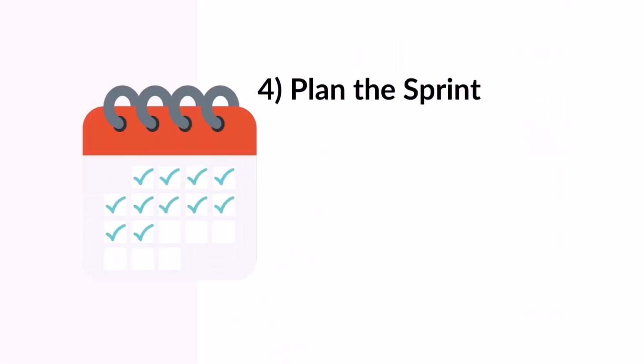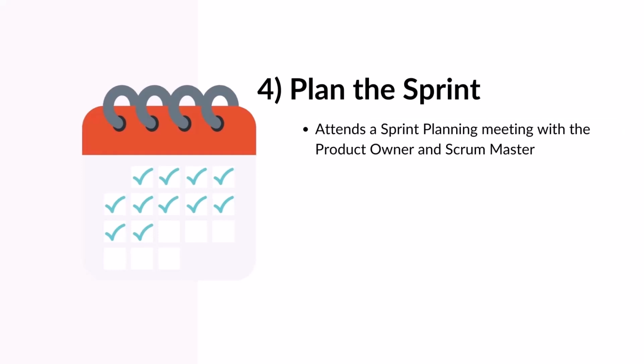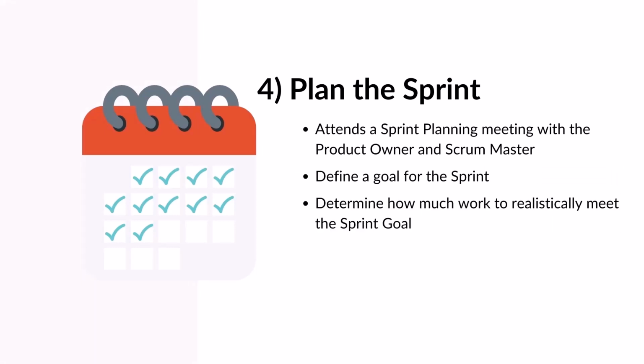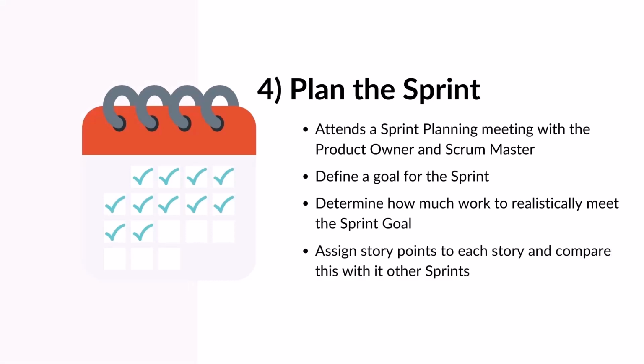Next, they plan the sprint. At the start of each sprint, the development team participates in the sprint planning meeting, along with the product owner and Scrum Master. The development team helps the product owner in defining the goal of the sprint. They also determine how much work they can do realistically to meet the sprint goal. It is usually done by allocating story points to each story and comparing it with how many story points the development team has historically achieved in a sprint. If the development team has any questions on the requirement, they will clarify that with the product owner.